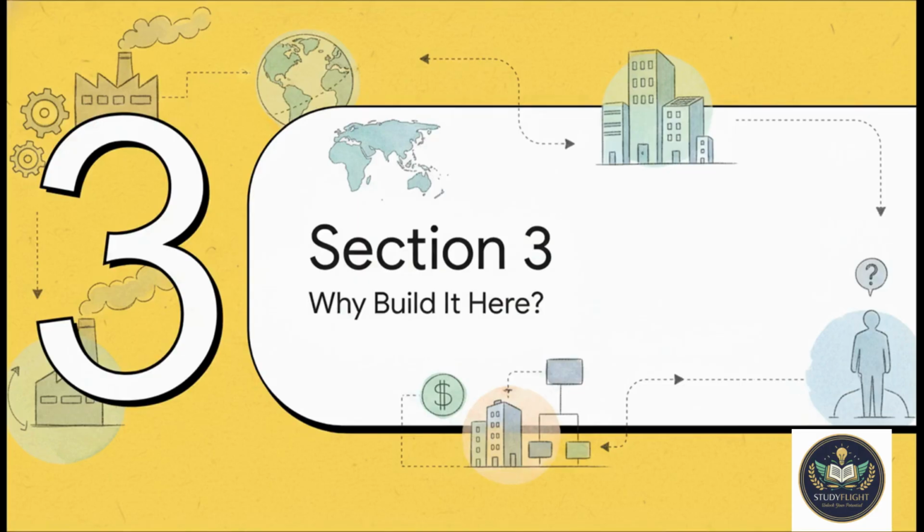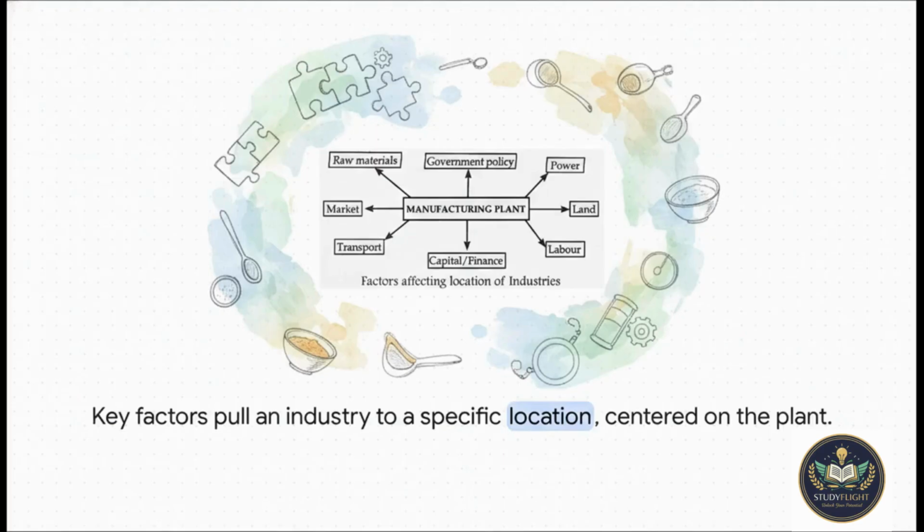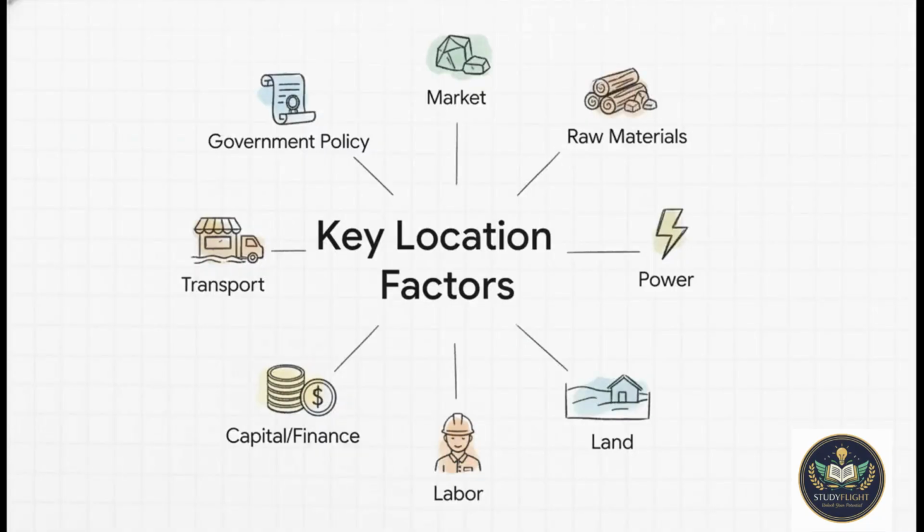The next giant question is, where in the world do you actually build it? The puzzle of where to locate an industry is kind of like a recipe. You need just the right mix of ingredients, all of them pulling on that central manufacturing plant to make it a success in one particular spot. And here they are, those ingredients.